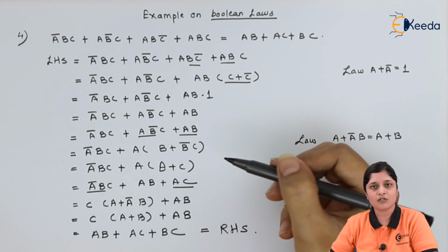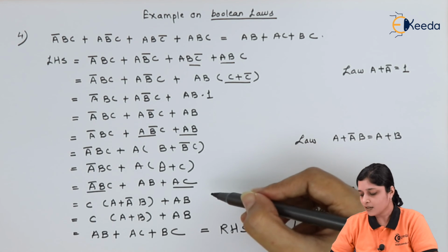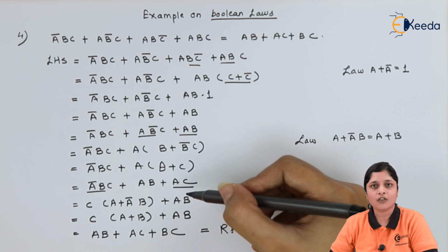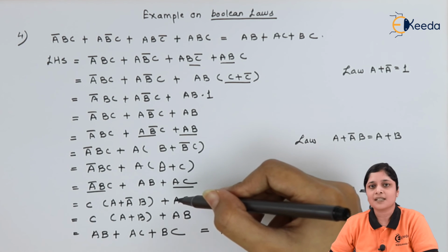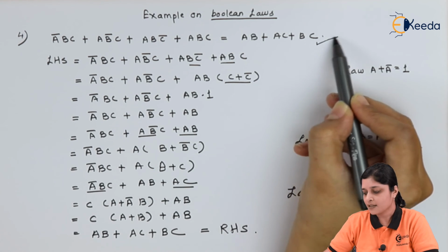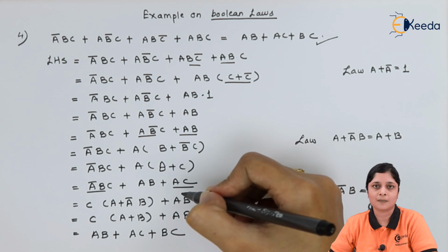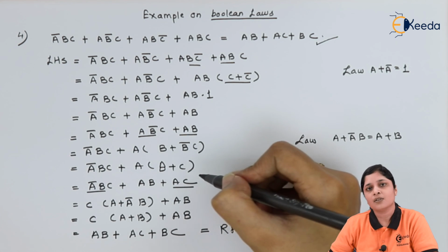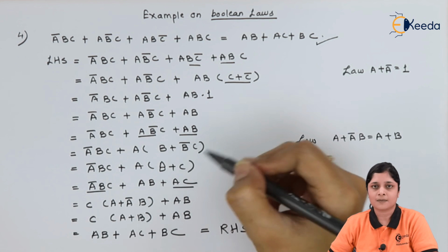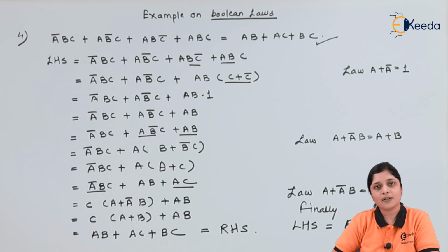Many times many laws are applied. You can take, according to the situation, any law and you have to minimize it, and you should get this answer. You have to focus on the RHS part and start solving, reducing. So in this way you can calculate your answer. This is all about the example on Boolean law.